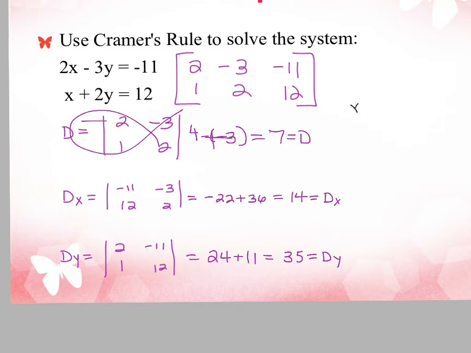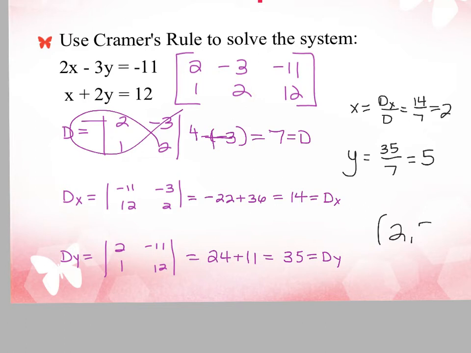And then the x is d sub x over d, or 14 over 7, which is 2. And y is d sub y over d, which is 5. And my answer is 2, 5, written in that way. And just like every other system, it can be checked by plugging that solution back in.